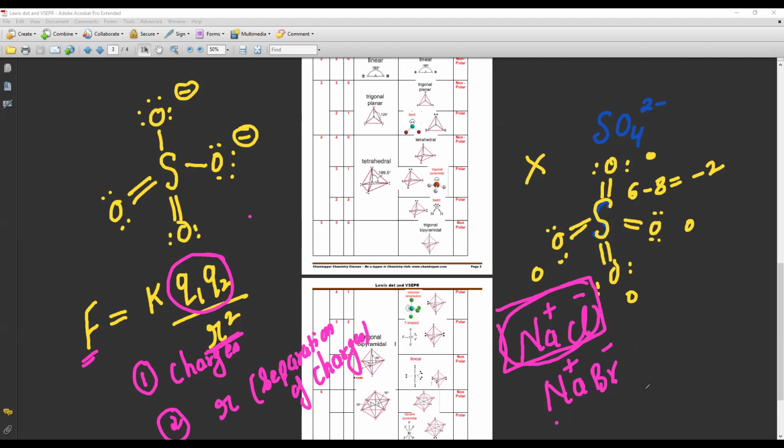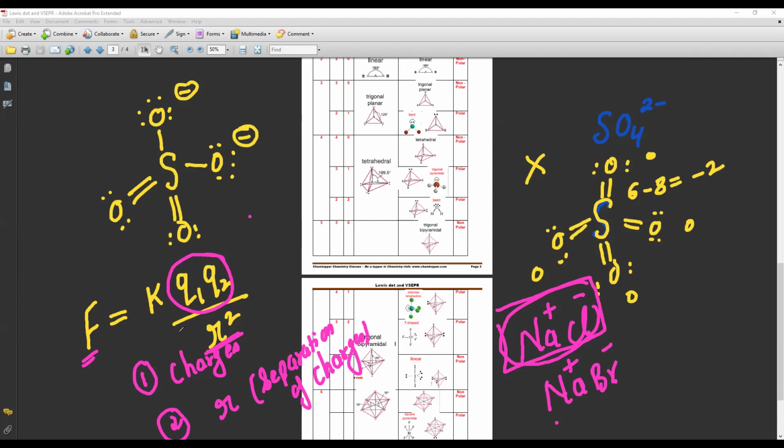Does that also change the solubility? Definitely, it changes the solubility. Because if lattice enthalpy is more, solubility is less. Because you have to break the lattice to make it soluble.